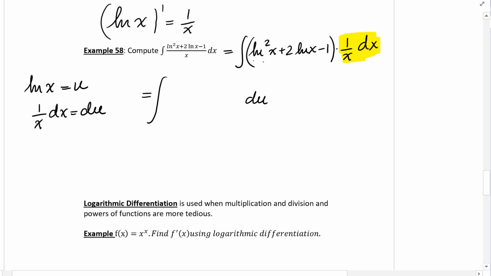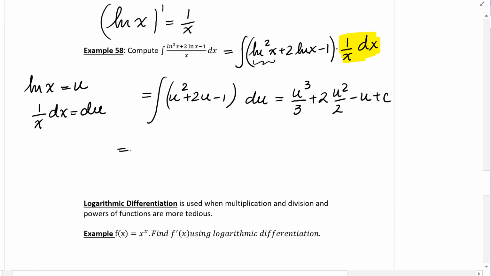So now the integral of ln squared of x becomes the integral of u squared plus 2u minus 1 du. So we can calculate this: u to the third over 3 plus 2u squared over 2 minus u plus c, and let's replace back u being ln of x. So we have ln to the third of x over 3, plus, these two cancel, ln squared of x minus ln of x plus c, final answer.